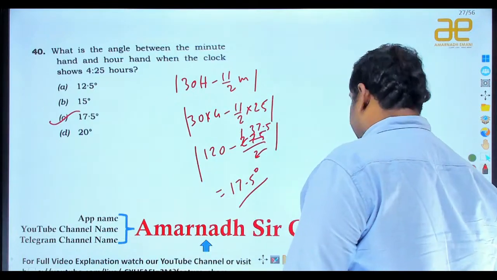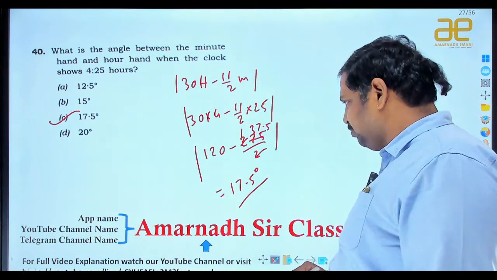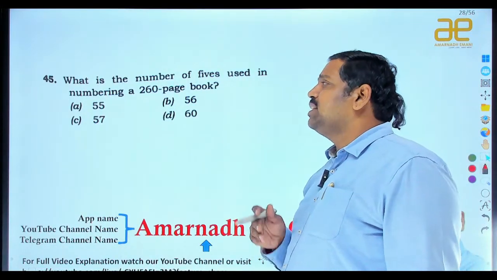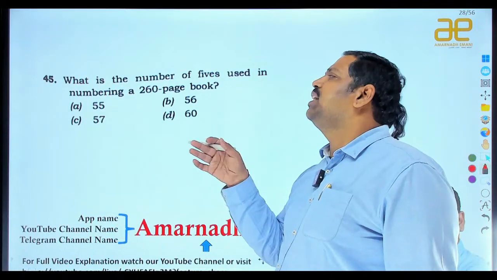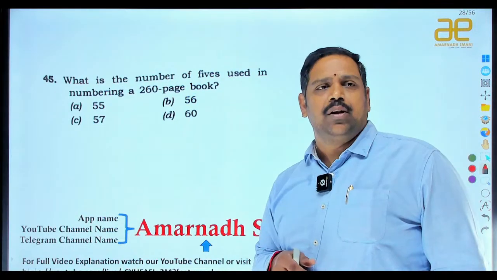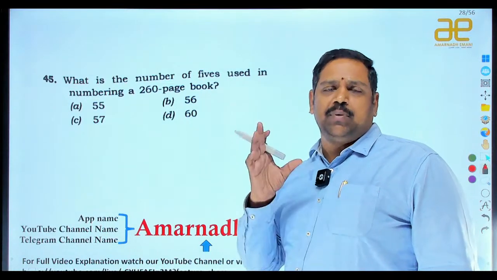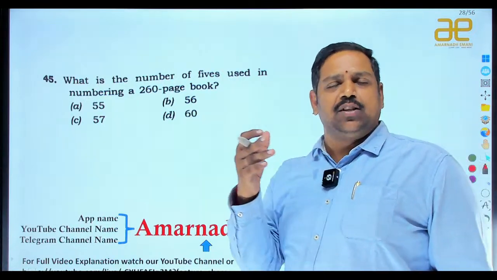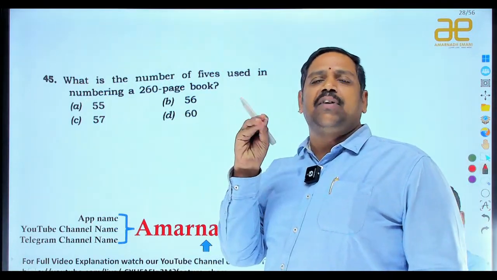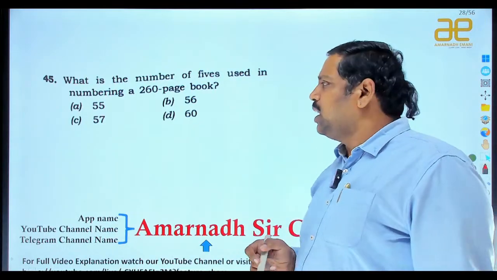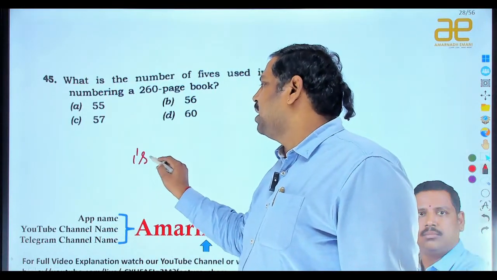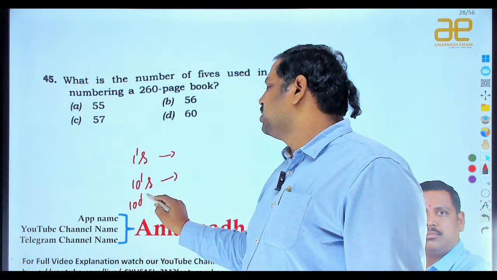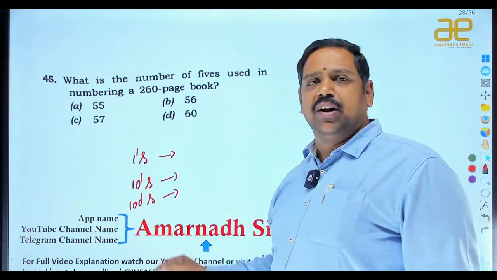So far I have discussed 26 questions. What is the number of 5s used in numbering a 260-page book? Means if you take a book, the first page is numbered 1, the second page is numbered 2, and so on: 3, 4, 5, and so on you will number now. How many times will the digit 5 be used? In the units place, how many times am I using it? In the tens place, how many times? In the hundreds place, how many times? In the thousands, and so on, I will verify.